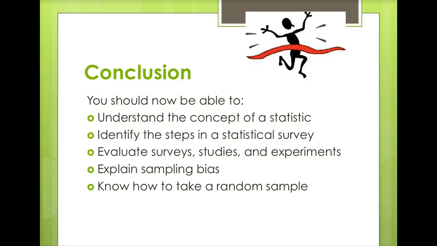And that concludes our lesson. So by now, you should be able to understand the concept of a statistic. You should also be able to identify the steps in a statistical survey. You should evaluate surveys, studies, and experiments, know some differences between them, and then explain sampling bias as well as know how to take a random sample.